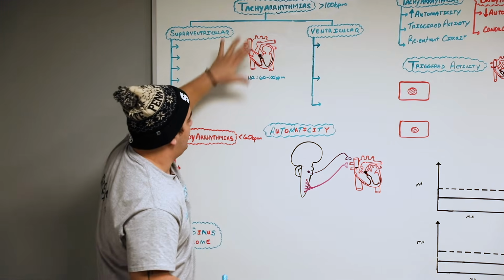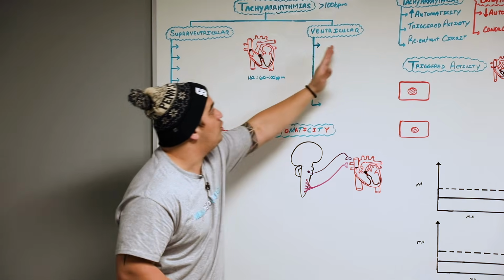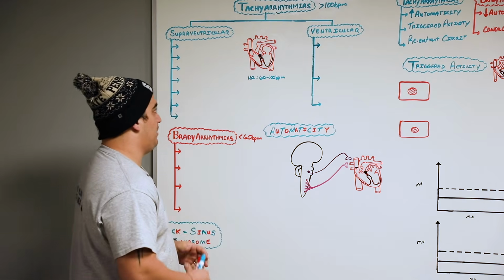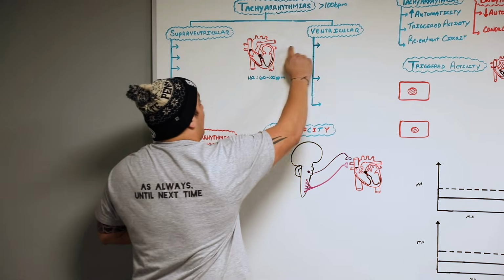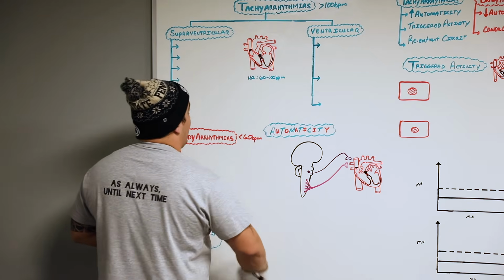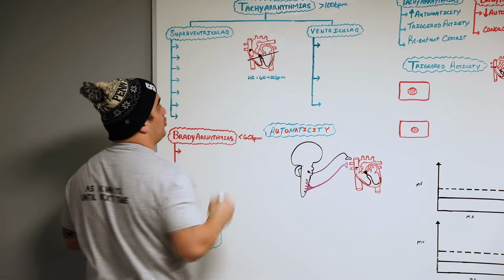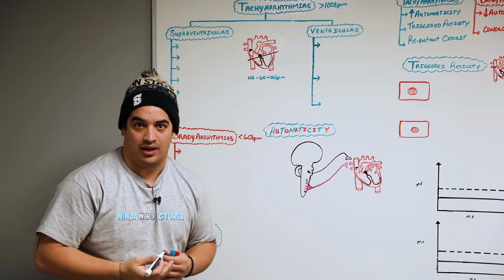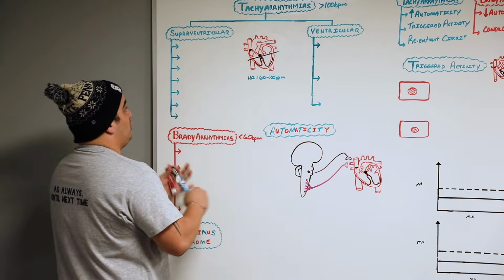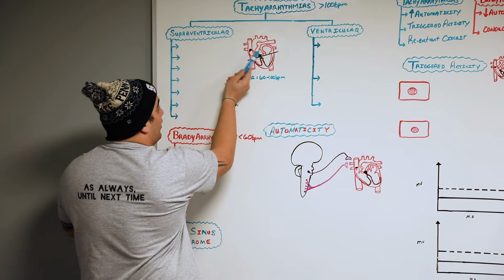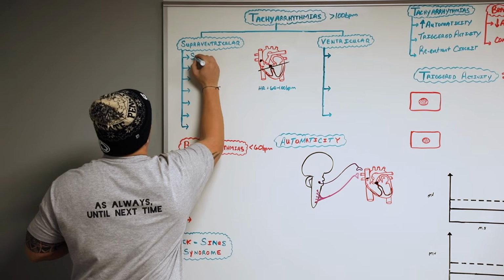Now that we have the basic definitions of tachyarrhythmias and bradyarrhythmias, let's talk about the two subtypes of tachyarrhythmias. It's really simple. Any arrhythmia that occurs above the ventricles is called a supraventricular tachyarrhythmia. There's one particular one that is usually due to the SA node firing too fast, and that is called sinus tachycardia.